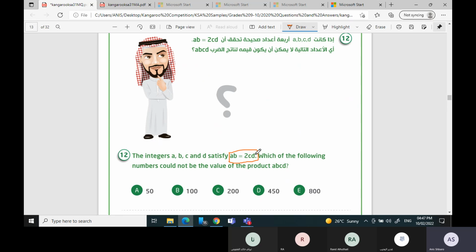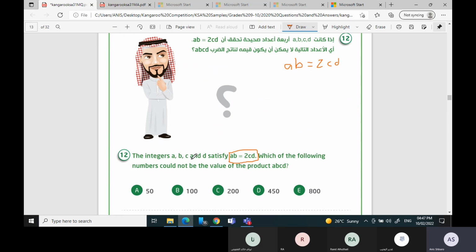AB is equal to 2CD. This is everything I'm going to start with. But of course, if we are working in R, so about any real number, then it's always true. I can find a lot of numbers to make it real. So we have to read the question.